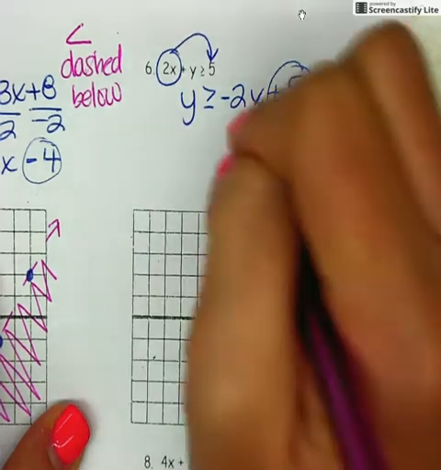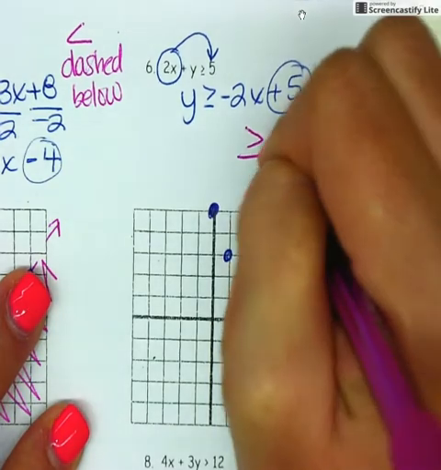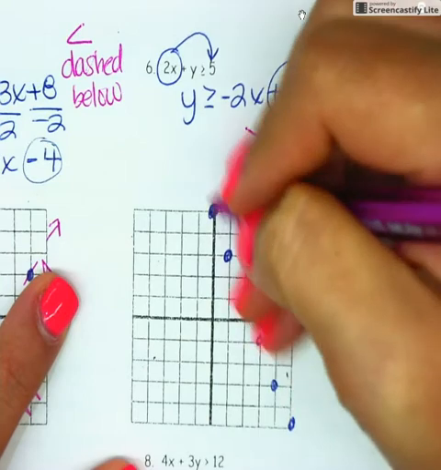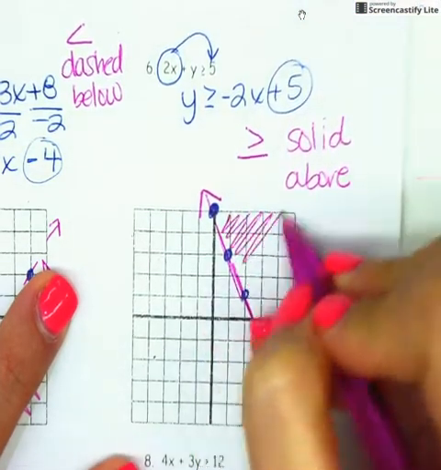Okay, my sign is greater than or equal to, so that's going to be solid. And greater than means we're going to shade above. So I'm going to draw a solid line. And I'm going to shade above.